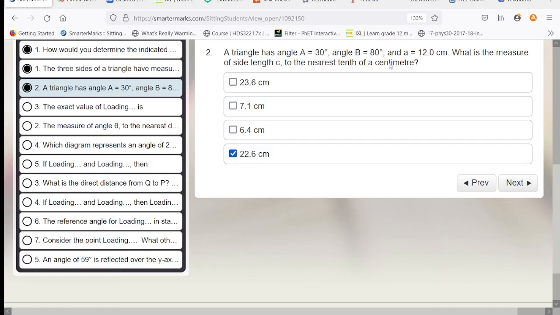Once we knew that angle C was 110 degrees, we should have known that side C was greater than side A. So we could have narrowed it down to A and D here. We just had to figure out which of those it was. A would be the one if you accidentally used the 80 degrees instead of 110.